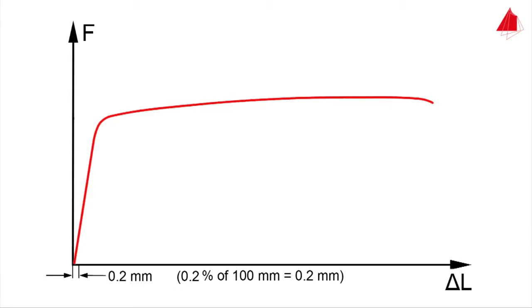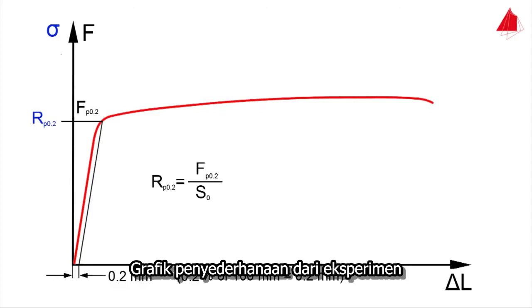In the force elongation diagram, a straight line parallel to the elastic line is drawn through the offset point of 0.2 mm of elongation. The force at the intersection point of the offset line with the force elongation diagram is designated as Fp0.2. This is the force that causes a plastic strain of 0.2%. The 0.2% proof strength, Rp0.2, is equal to Fp0.2 divided by the original cross-sectional area S0. Tensile strength, percentage elongation after fracture, and percentage reduction of area are calculated in the same way as in the first test.